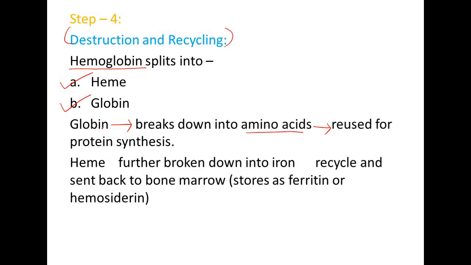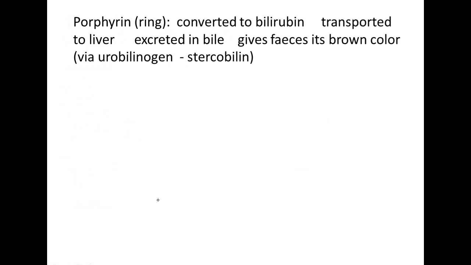Now what happens to heme? Heme part is further broken down into iron, as heme is the iron part. Then this iron recycled and sent back to bone marrow, and here it is stored in the form of ferritin or hemosiderin. Now porphyrin ring, which is the central ring present in the hemoglobin structure, is converted to bilirubin, then bilirubin transported to liver. Here it is excreted in the bile, which is secreted from liver, and this bile gives feces or fecal matter its brown color via urobilinogen and stercobilin.